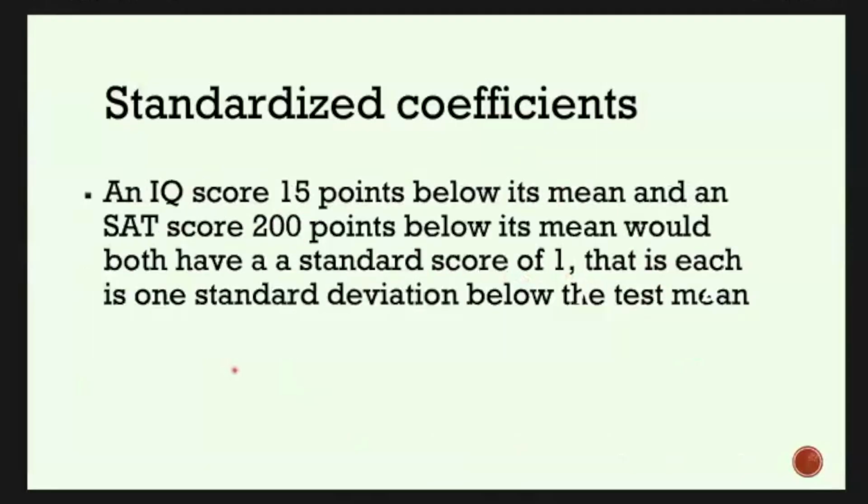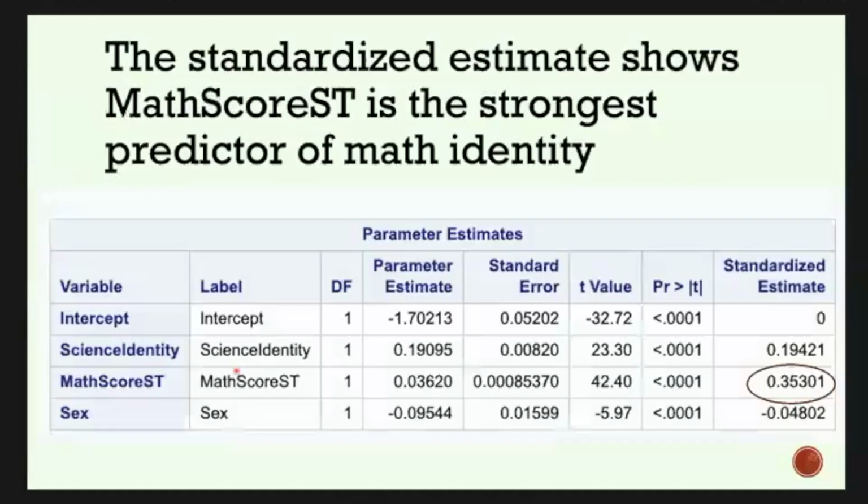So let's say you have an IQ score that's 15 points below its mean and an SAT score that's 200 points below its mean. Both of those would have a standard score of 1. That is, each one is 1 standard deviation below their respective test mean.